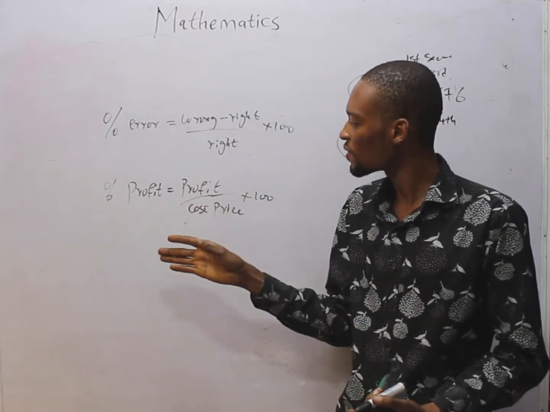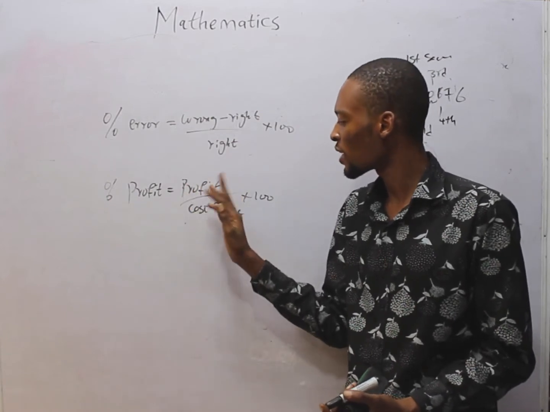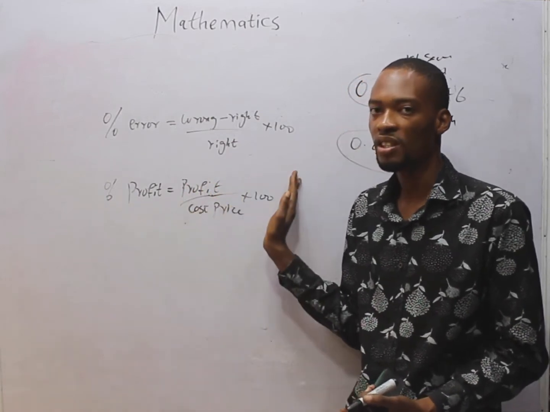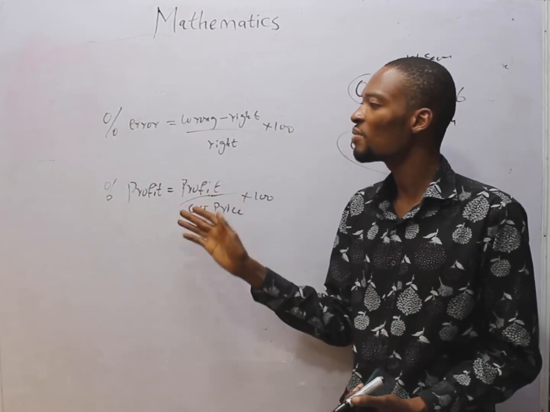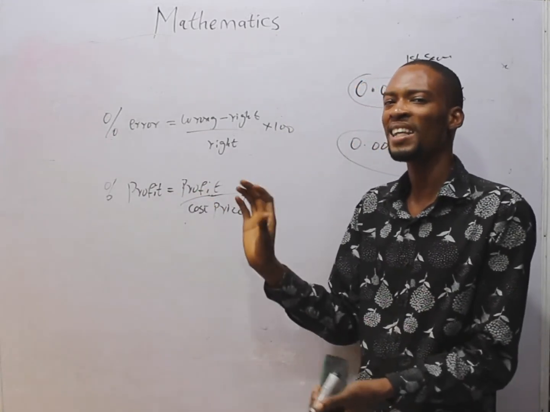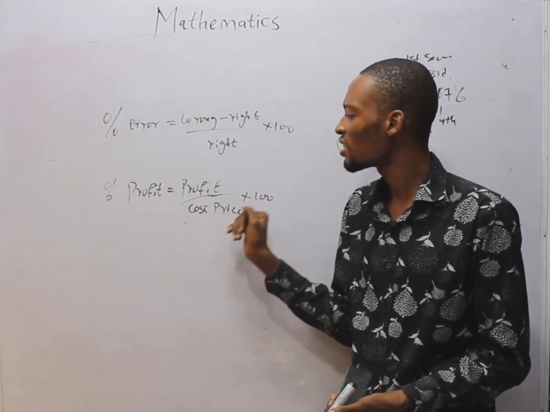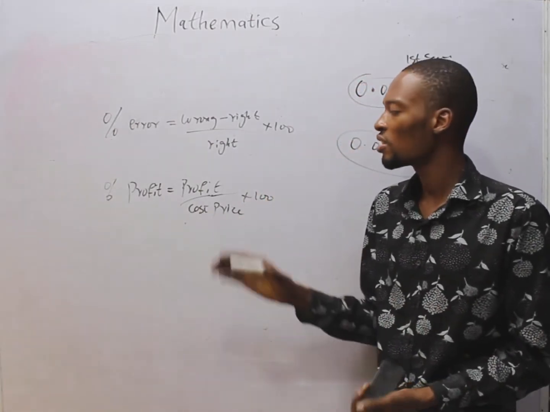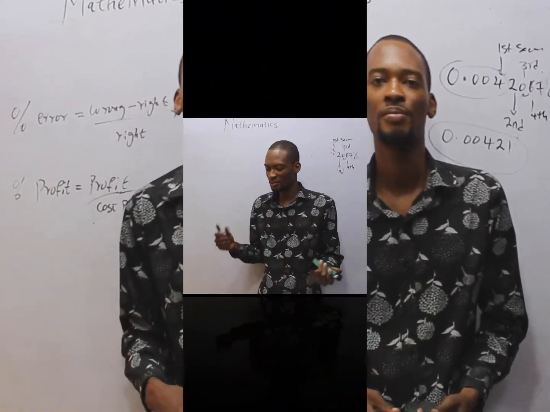Meaning percentage profit is selling price minus cost price over cost price times 100. While for loss, it's simply cost price minus selling price, because the cost price is bigger than the selling price, over the cost price times 100. So you see your loss in percent.